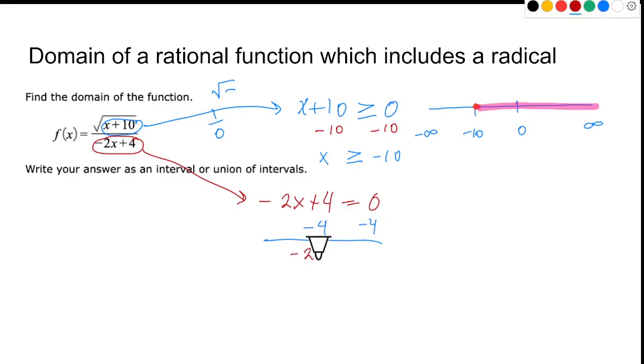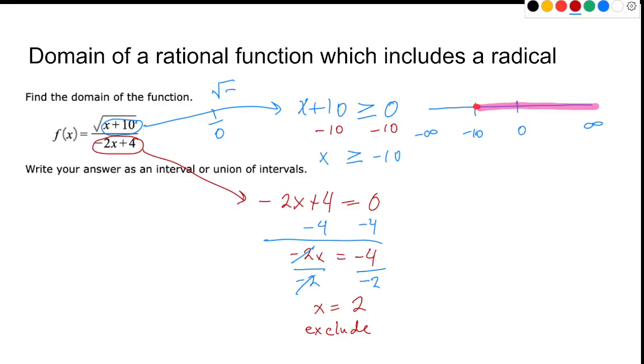So we get negative 2x equals negative 4. We divide both sides by negative 2. That becomes a 1. Negative over negative is a positive. 4 divided by 2 is 2, so positive 2. We need to exclude this, because if this happens, remember division by 0 gives us infinity, which is not a real number.